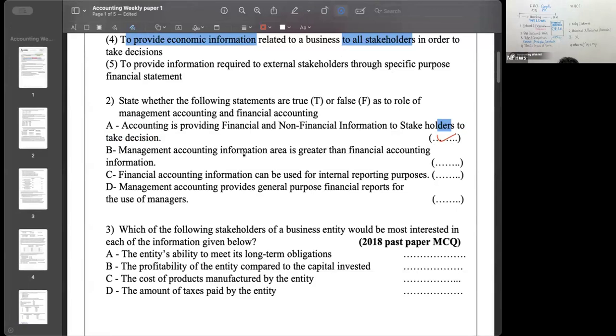Management accounting information area is greater than the financial accounting information. Yes, it's true. I'll tell you why. I'll explain the B part, don't worry. Financial accounting information can be used for internal reporting purposes. What do you think, guys? Do you think C is correct?